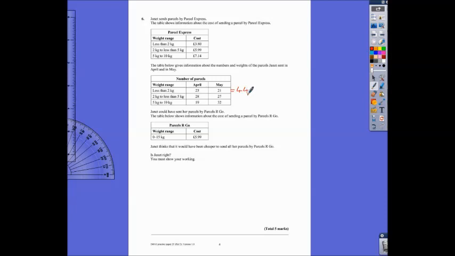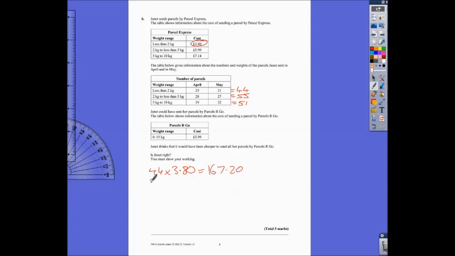being sent that are less than 2 kilograms. In April and May for between 2 and 5 kilograms, we have 55 parcels being sent. And for between 5 and 10 kilograms, we have 51 parcels being sent. So if we multiply that by the price, so the prices are up here. So 44 parcels at £3.80. That will give us £167.20.